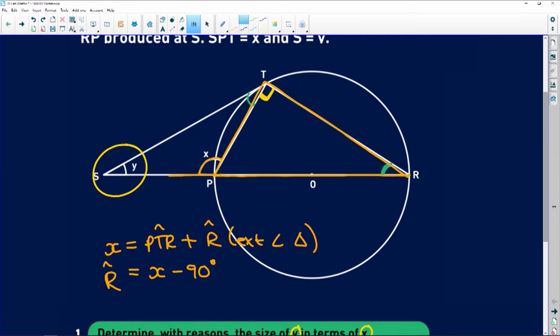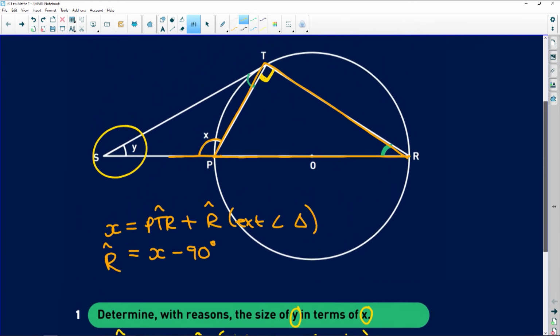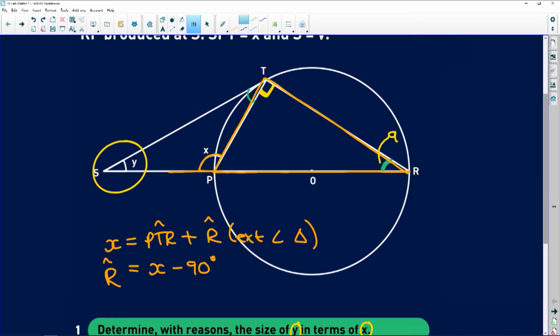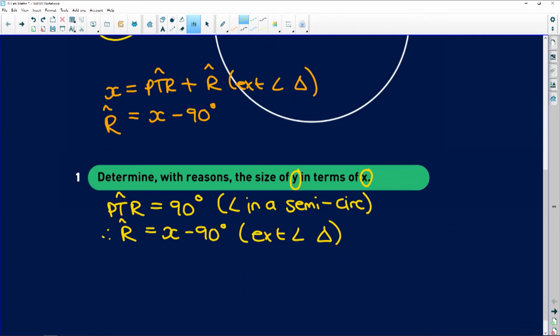So remember to write that out in your reasoning. Angle R is equal to X minus 90 degrees, and that came from exterior angle of a triangle. Okay, so we have that this angle here is X minus 90 degrees. Now if we start moving into our big triangle, that whole triangle STR, we know that angle STP, which is that angle between the tangent and the chord, is equal to angle R. Why? Tan chord theorem.